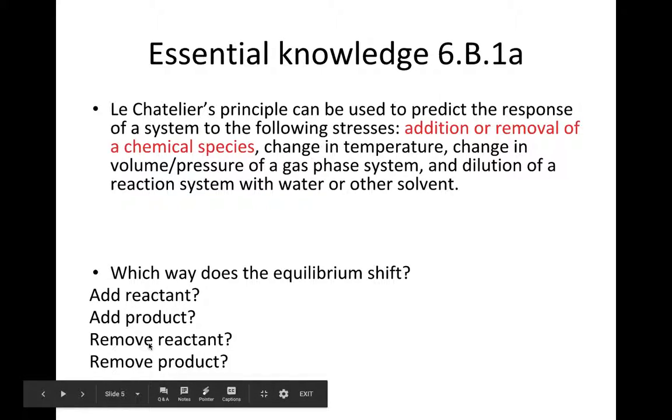If you remove reactant, you would shift to the left because that would make more reactant, but not as much as you originally had. You would only partially counter the effect. If you remove product, you would shift to the right in order to replace some of the product that was removed.